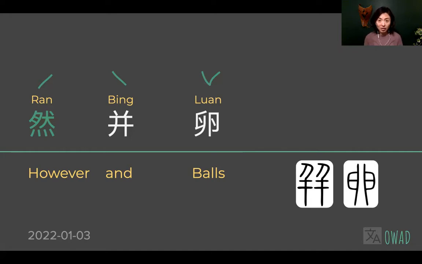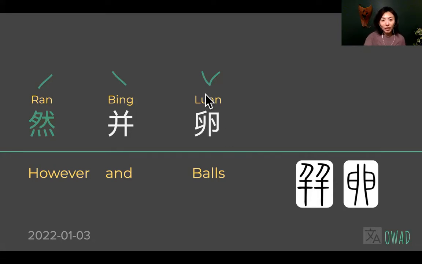So 然而 together, it means however. Both 然 and 耳 are logic operators, and they could carry multiple meanings. But when these 2 link together, for sure it becomes however. It's a twist of logic.